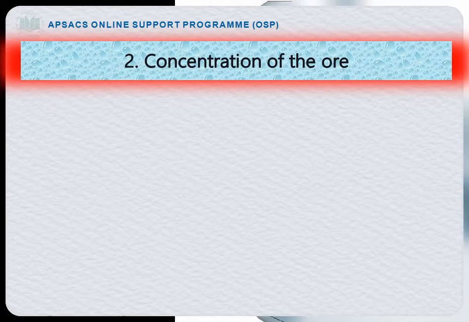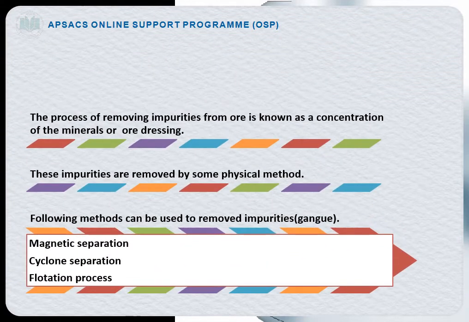The second step in the metallurgy process is concentration of the ore. So what is the concentration of the ore? The process of removing impurities from an ore is known as concentration of the mineral or ore dressing. In concentration of the ore, we remove the gangue or the impurities from the mineral. These impurities are removed by some physical method, so chemicals are not involved. We will discuss in detail which physical methods are used to remove these impurities.